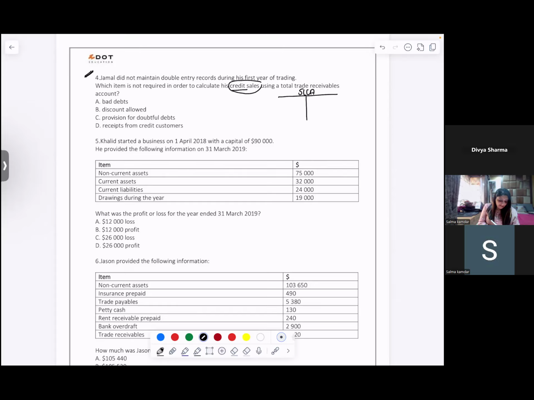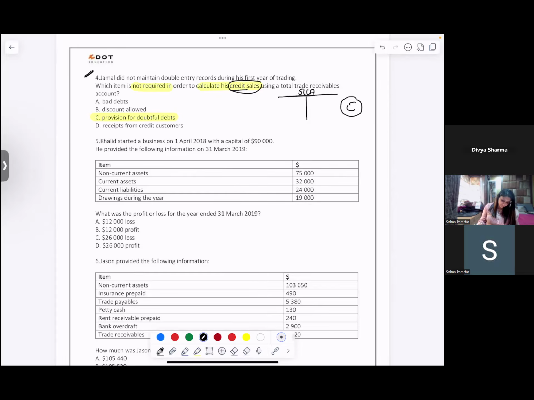Bad debts is recorded in SLCA. Discount allowed is recorded. So provision for doubtful debts is not recorded. So this is not required in order to calculate credit sales. Answer is option C. Go to the next one.